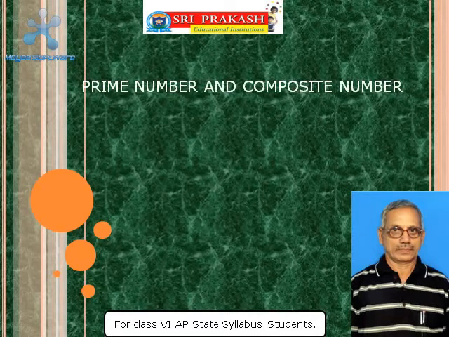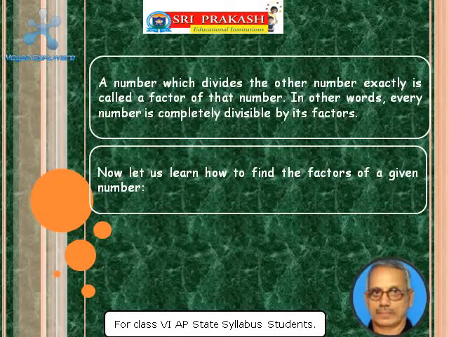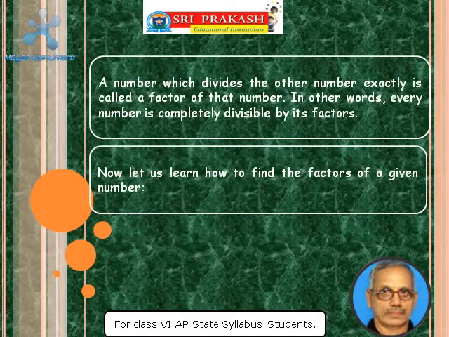Prime number and composite number. A number which divides the other number exactly is called a factor of that number. In other words, every number is completely divisible by its factors.